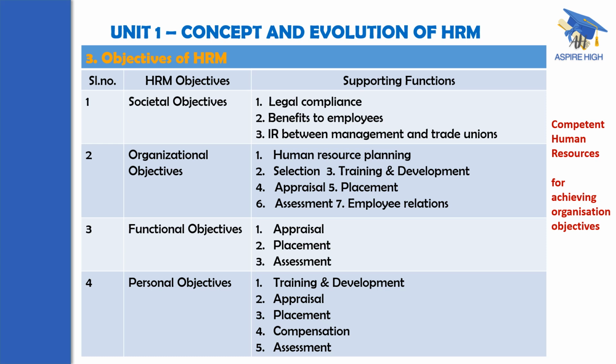Starting with human resource planning, that is manpower assessment, the required manpower, the actual manpower, identification of the gap. Next comes selection, that is first recruitment and next selection, followed by training and development, and appraisal, the placement, role allotment, assessment of the performance, and employee relations, harmonious relations, all those things will come. These are the functions that are supportive to the organizational objectives.